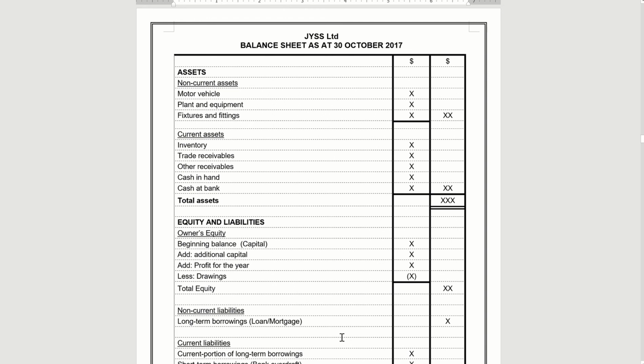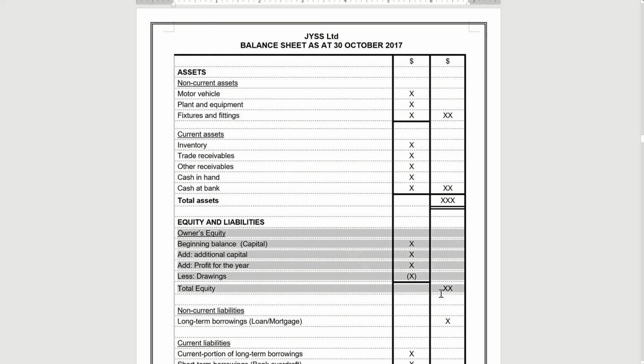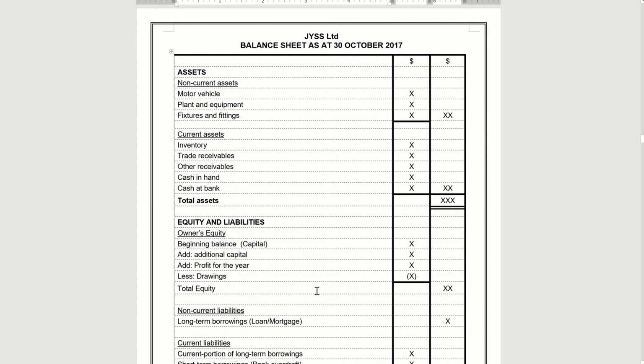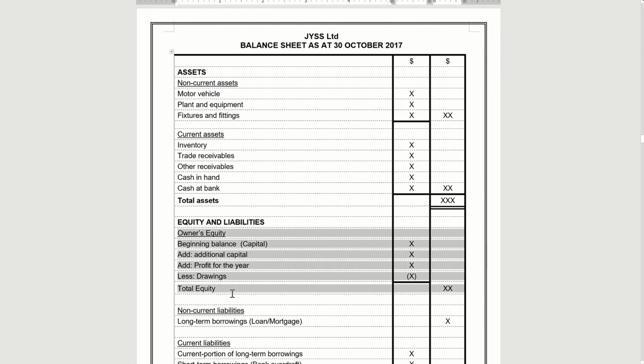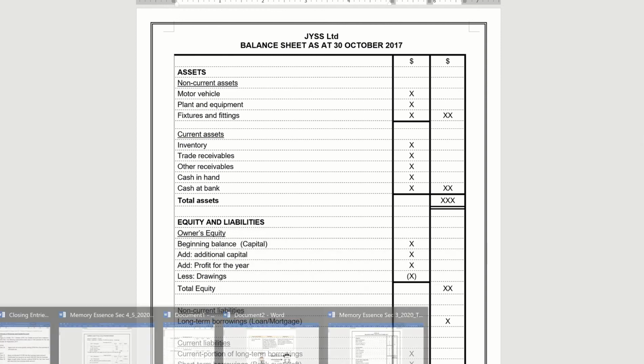okay, this is a balance sheet. So in a balance sheet, there is actually this owner's equity, something that you have learned last year. What is owner's equity? It is actually your capital at the beginning. If there's any additional capital, you add. If there is profit for the year, you add. And then drawings will cause the equity to decrease. Hence, you get your equity at the end of the year. So we are going to make use of this to help us carve out our capital account.